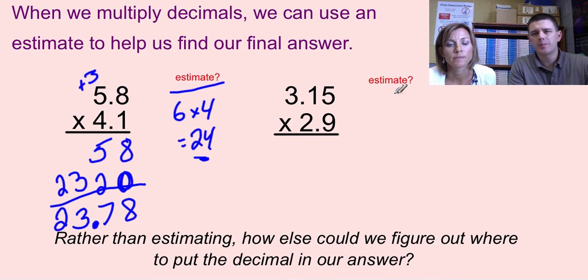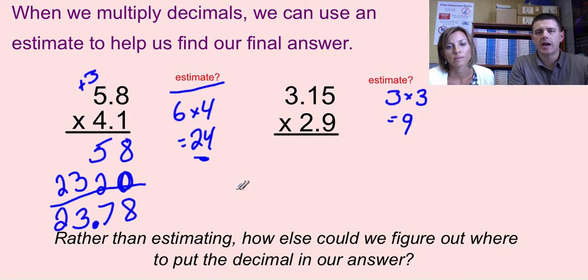3.15, that's about 3. 2.9, that's about 3. Remember, for estimating, you want to make something that's so easy you can do it mentally. You don't want to have to jot the problem down. 3 times 3 means we're expecting an answer somewhere around 9. Notice in the problem, there's no decimal points being lined up, nothing like that.